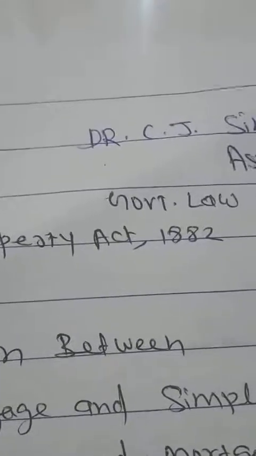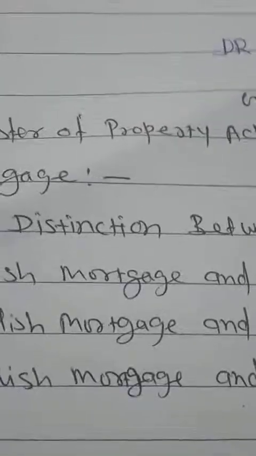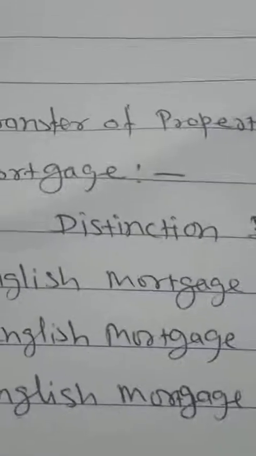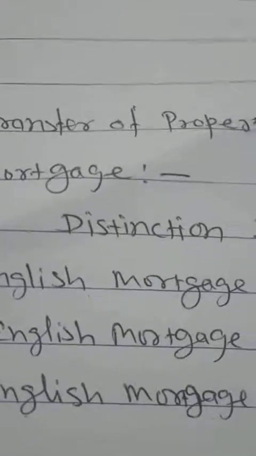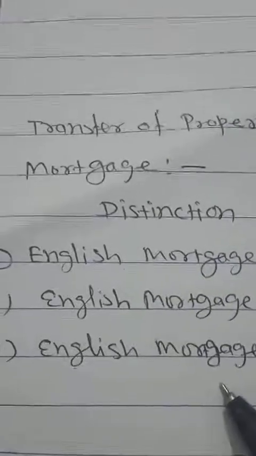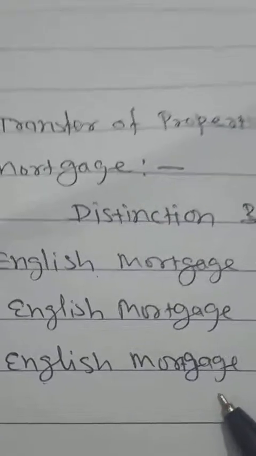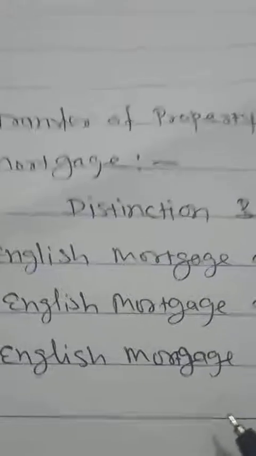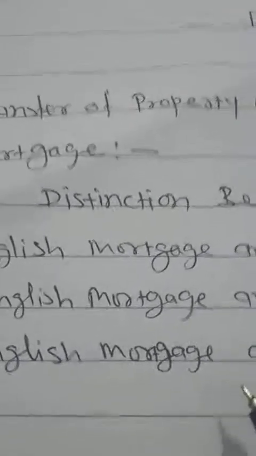Next, the distinction between English mortgage and mortgage by conditional sale. It is also very important for us to know. First, personal liability to pay. According to English mortgage, there is a covenant to repay or some personal liability on the part of the mortgagor. But according to Indian law, there is no personal liability to pay. Only the secured property is liable.